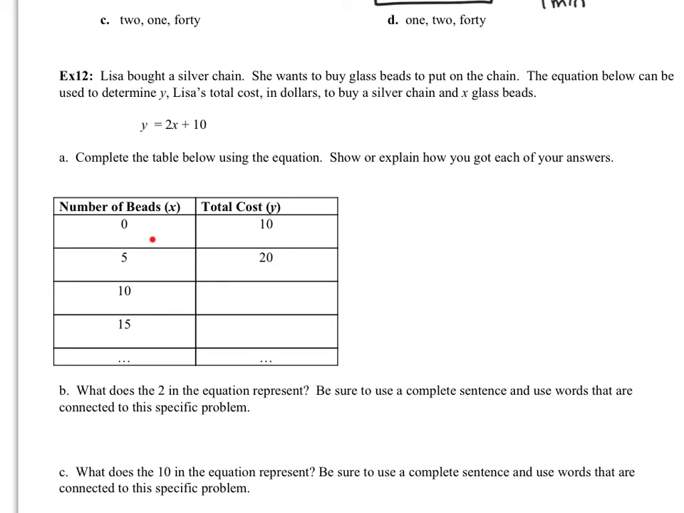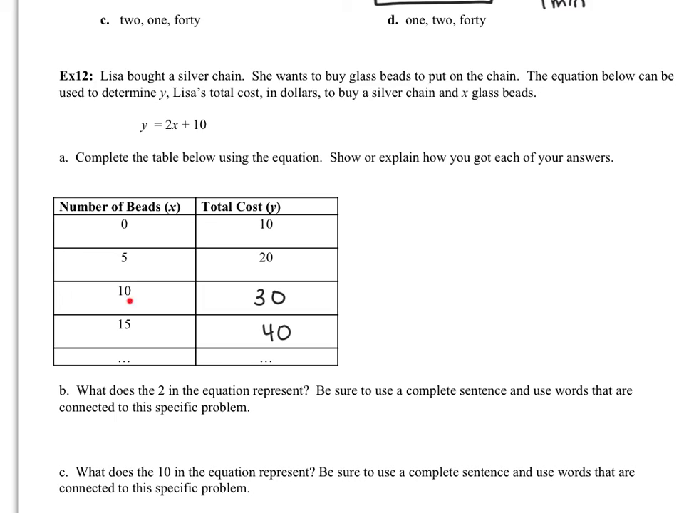Notice that for 0 beads, her cost would be $10 because 2 times 0 is 0 plus 10 is 10. And for 5 beads, her total cost would be $20 because 2 times 5 is 10 plus 10 is 20. So you go ahead and fill out these remaining pieces. Pause the video, press play when you're ready to check your answers.